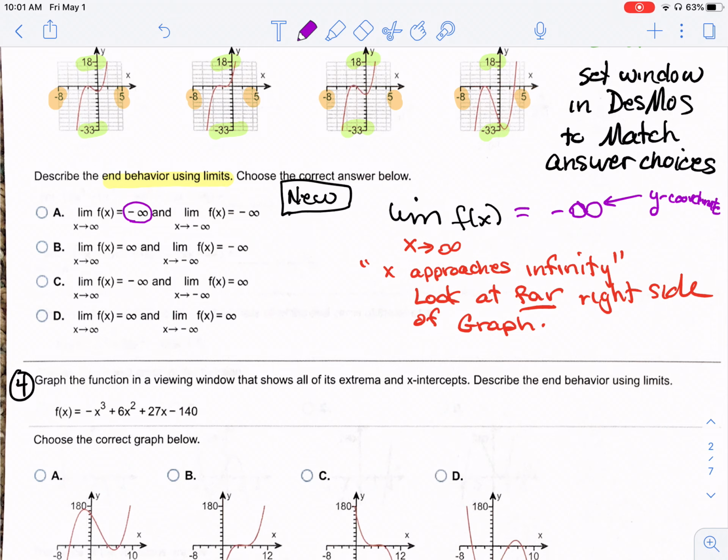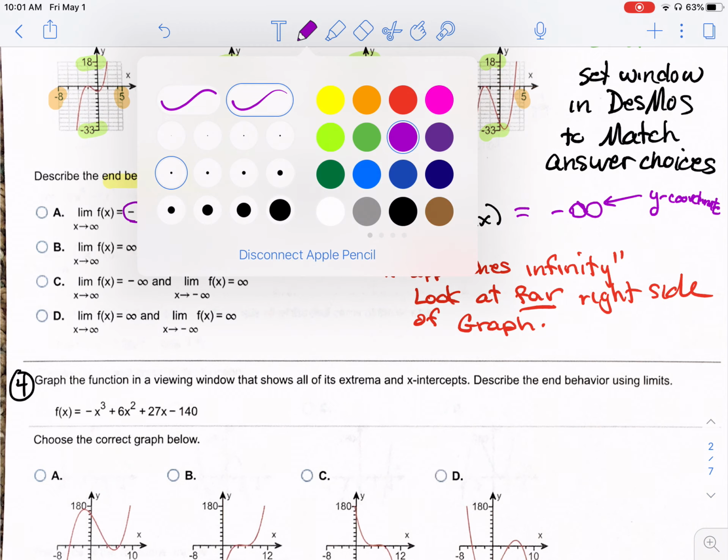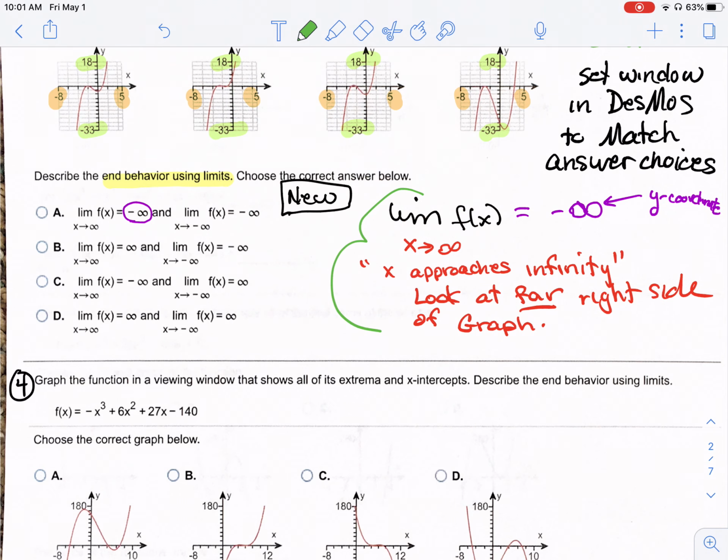So I'm going to look at my graph. If I go way over far on the right side for this first notation, I'm going to look and see, is my graph having a y-coordinate of negative infinity. If not, this is not going to be my answer choice. So read the notation carefully. That's the new part for you. Takes a little bit of practice, but I have no doubt you can figure this out. Okay, that's new notation. So you're going to have to concentrate a little bit at first.